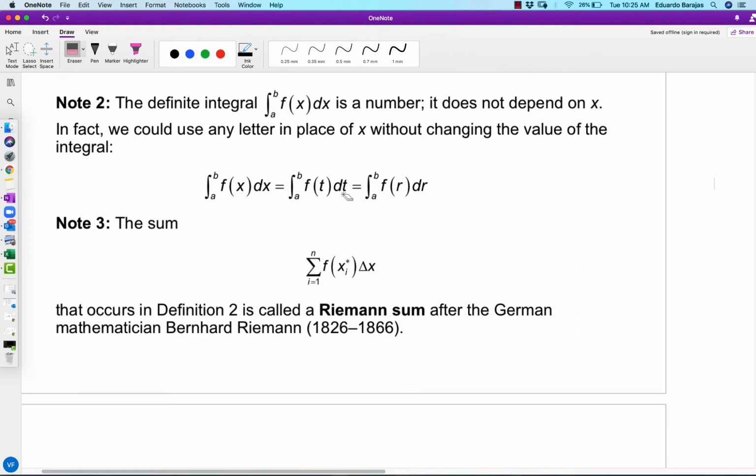Okay. All right. And then make sure that these things match. If there's the letter t in here, then this is dt. If there's the letter r in here, then this is dr. Okay. Note number 3: the sum as i goes from 1 to n of f of x sub i star delta x that occurs in definition 2 is called the Riemann sum, after German mathematician Bernhard Riemann, all the way back in 1826 to 1866.